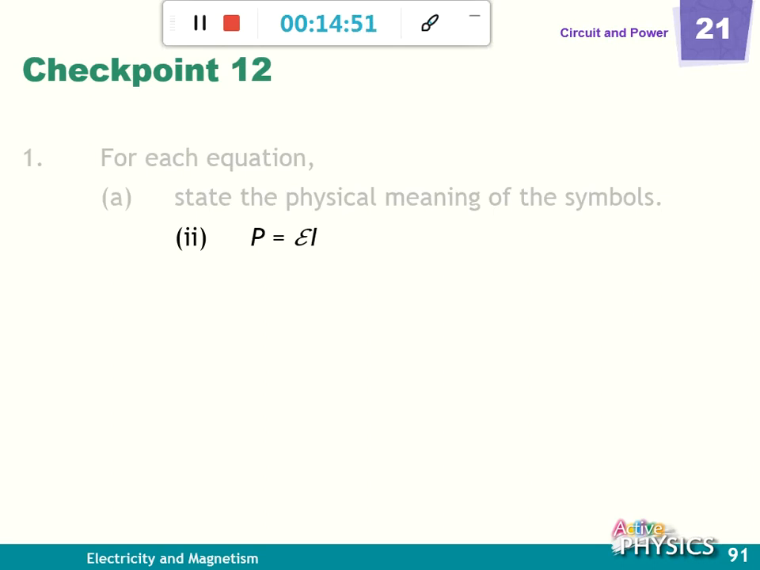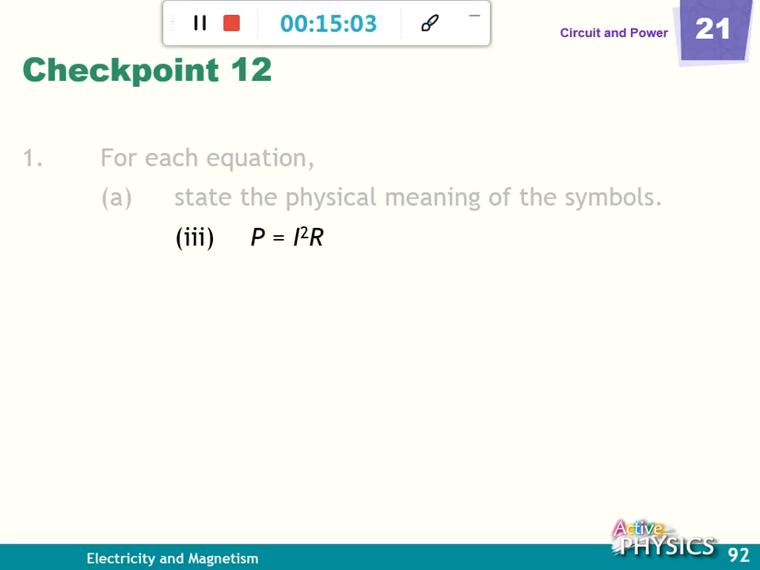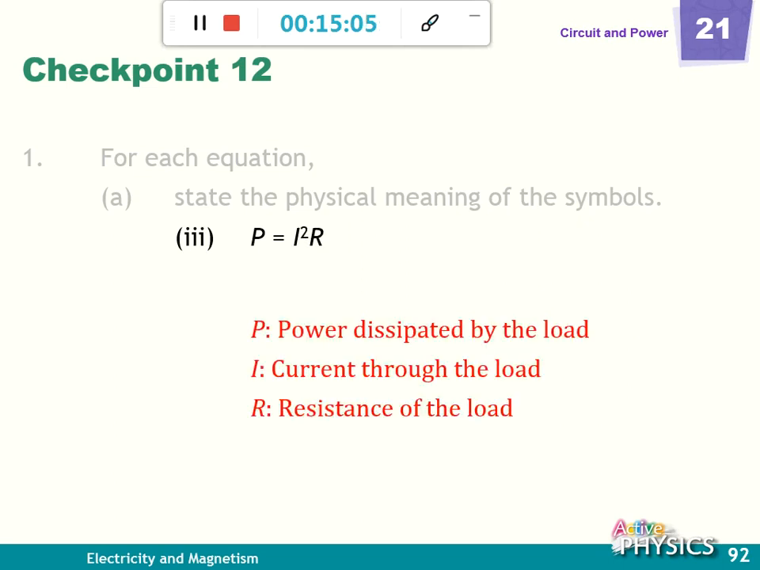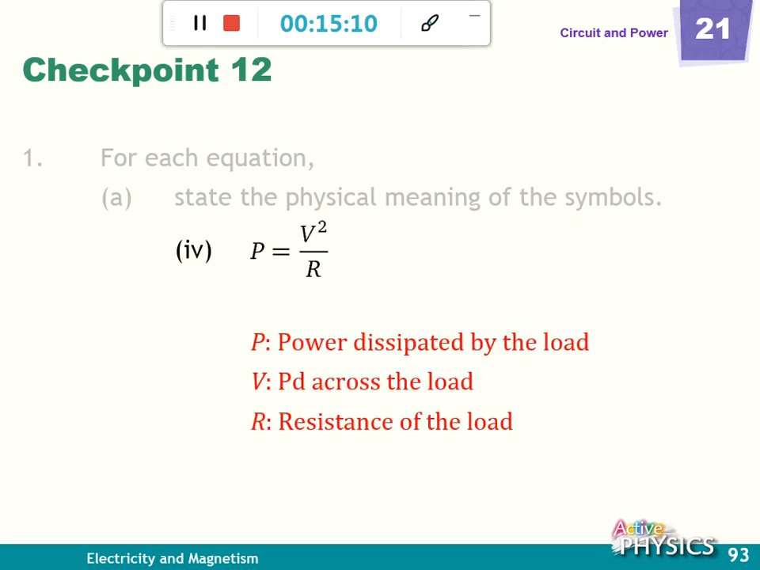How about this one? The one difference is the epsilon, the EMF of the source, and also the power will be dissipated by the load, current through the load. How about this? I squared R. Similarly, this one. You can stop the video and then copy it.